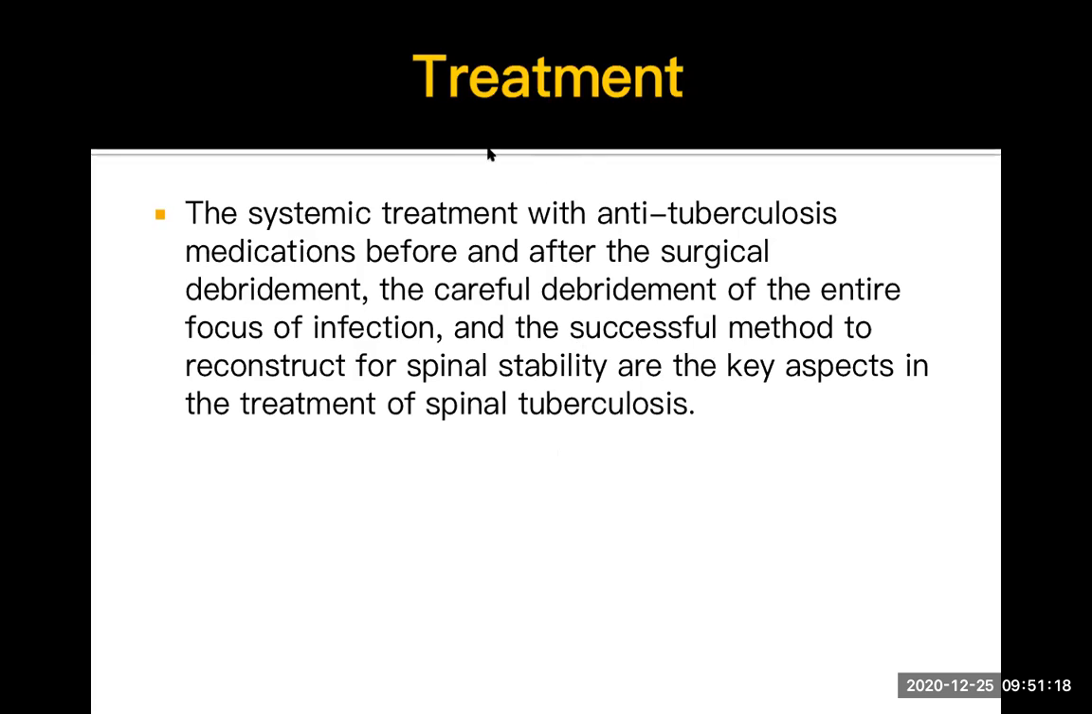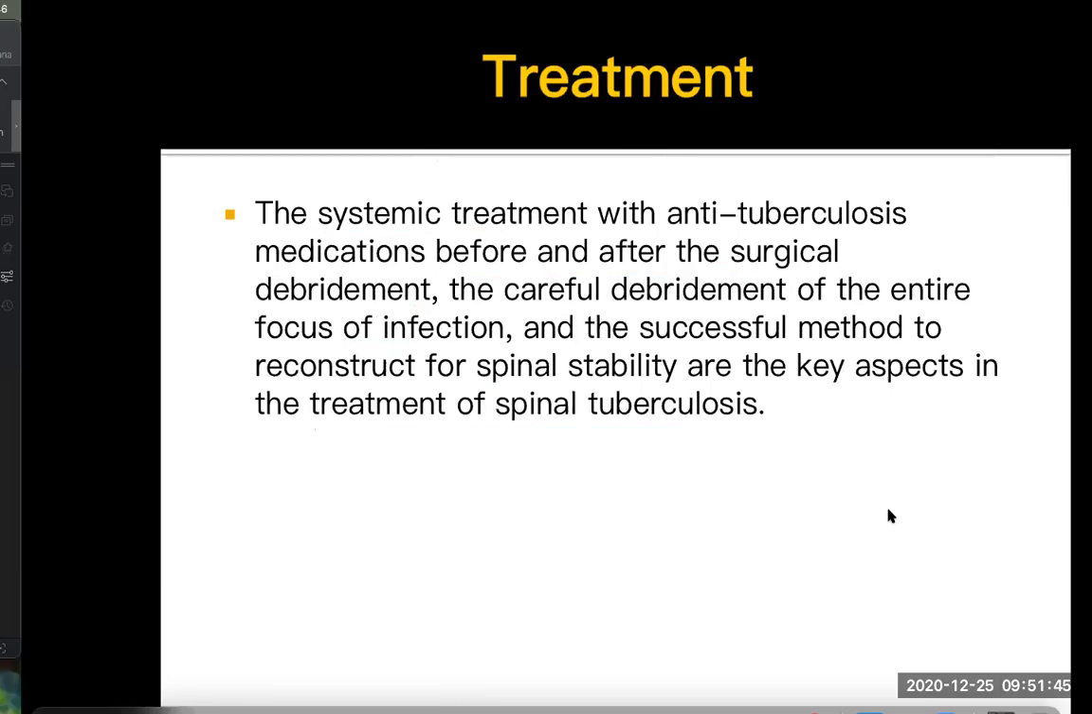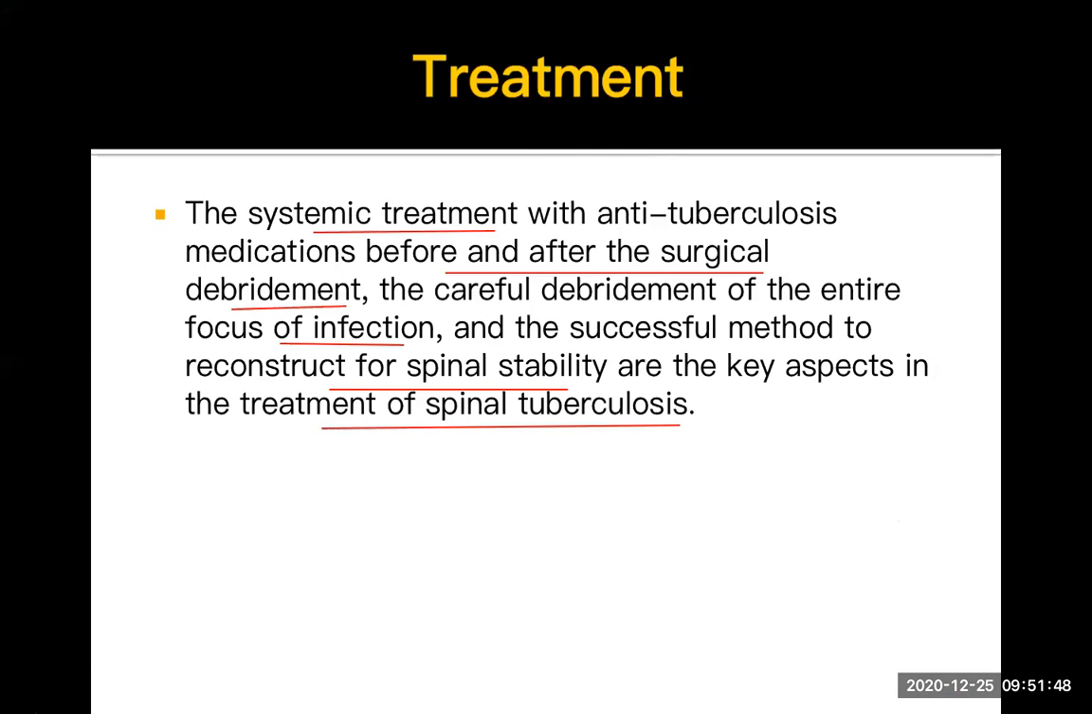See this. The systemic treatment with anti-tubercular medicine before and after the surgical debridement, the careful debridement of the entire focus of the infection, and the successful method to reconstruct for spinal stability are the key aspects in the treatment of spinal tuberculosis. So if the vertebrae are already badly damaged, if there is an unstable vertebra, or a severe degree of kyphosis or gibbous formation, then we need to go for spinal stability. That can be done by internal fixation.